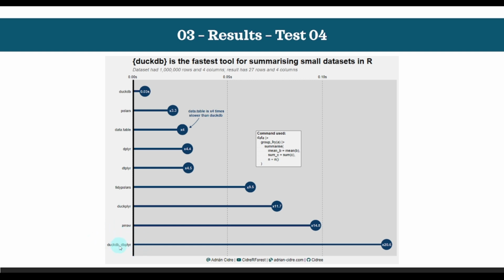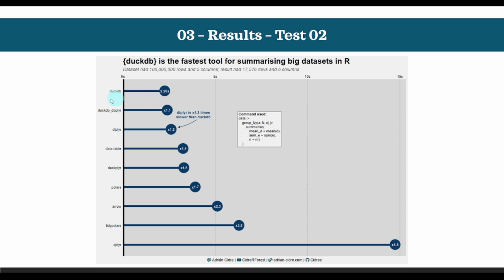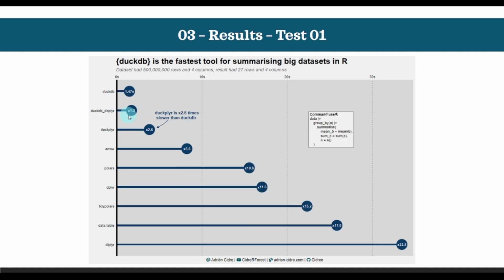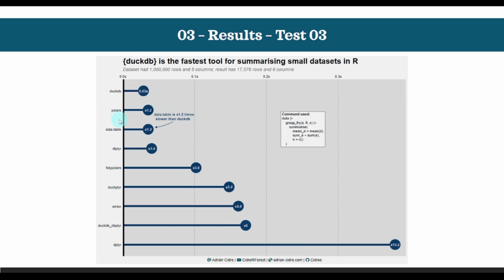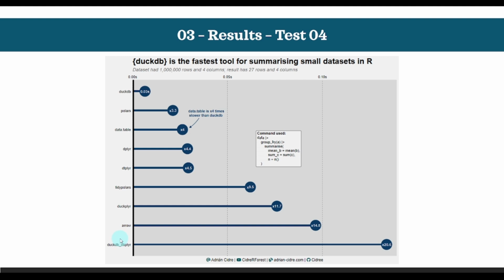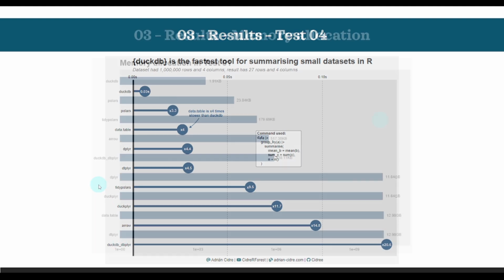And we can see how the dplyr backend for duckdb is much slower with smaller datasets than what we saw with the two first ones. We see that duckdb dplyr is here the second one, here is also the second one, but in the test number 3 and in the test number 4 is in the last positions.